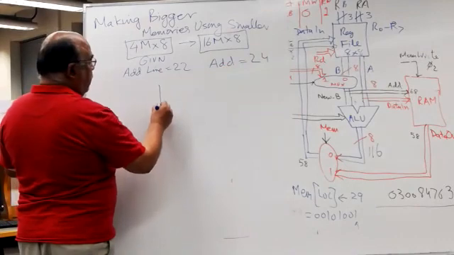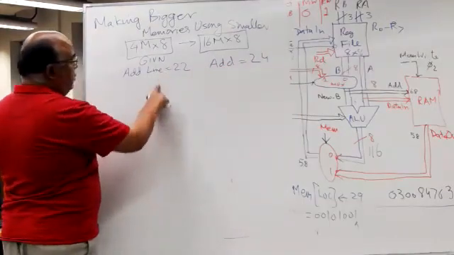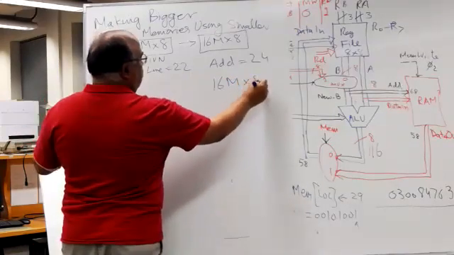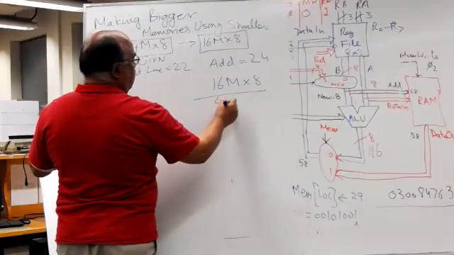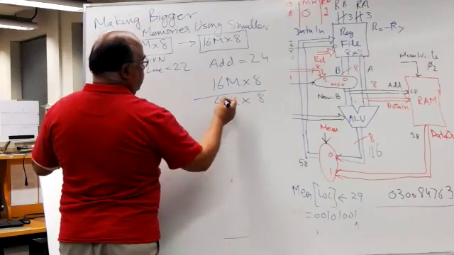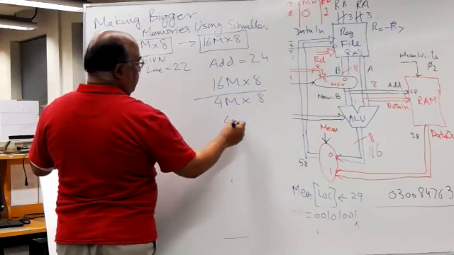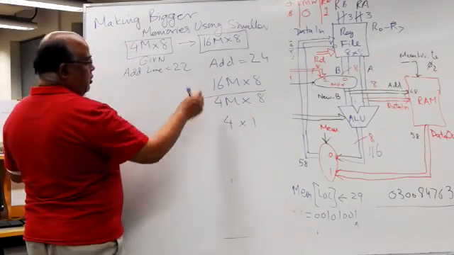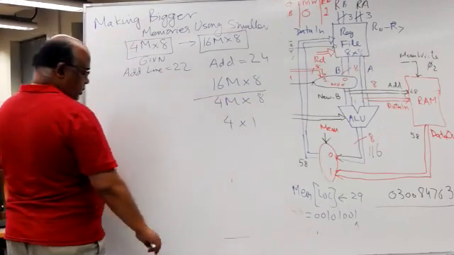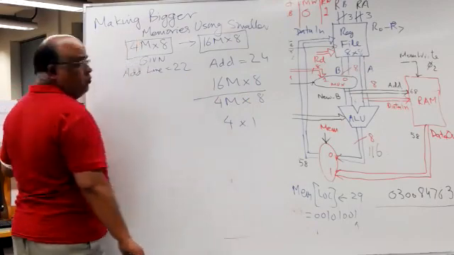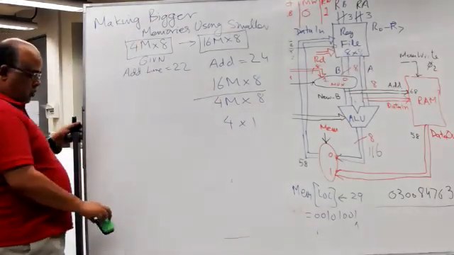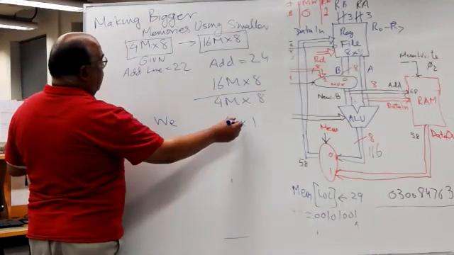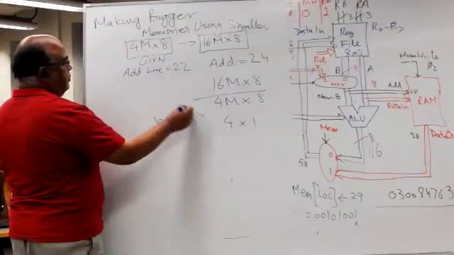So what we do is, how many ICs are needed? Divide again. 16 mega multiplied by 8 divided by 4 mega multiplied by 8. So this is equal to 4 multiplied by 1. Means that 4 ICs we need to have in a vertical direction. We need 4 ICs of this size.